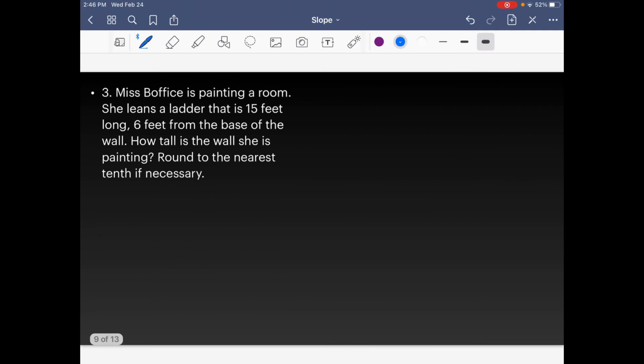My last problem that I'm going to do with you guys is going to involve solving for one of my legs instead. So it says Miss Bofice is painting a room. She leans a ladder that is 15 feet long and 6 feet from the base of the wall. How tall is the wall that she's painting? Round to the nearest tenth if necessary.